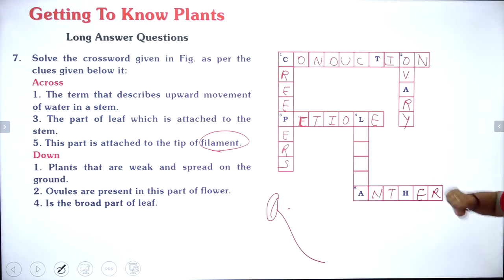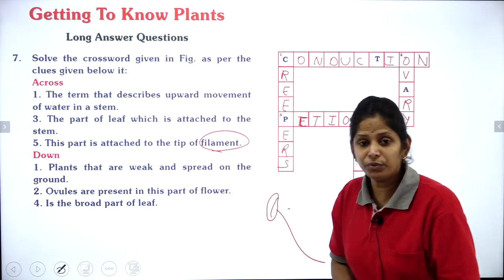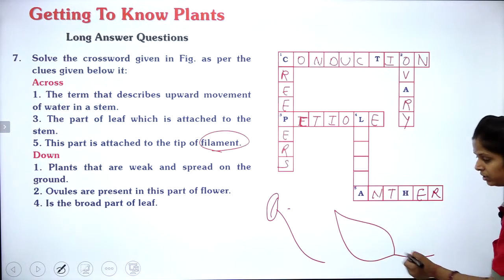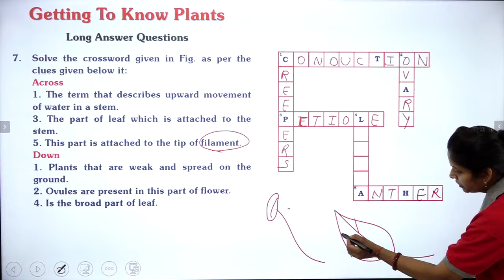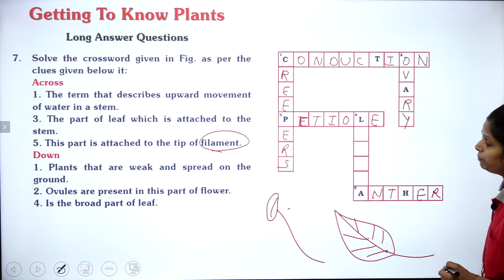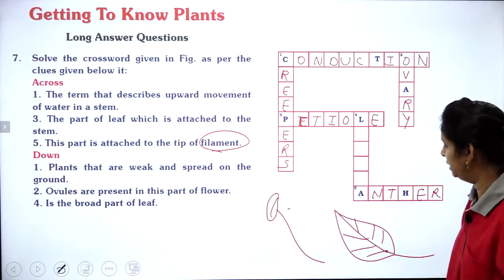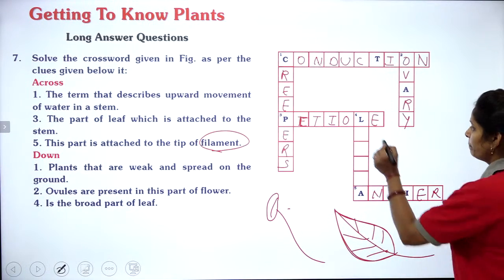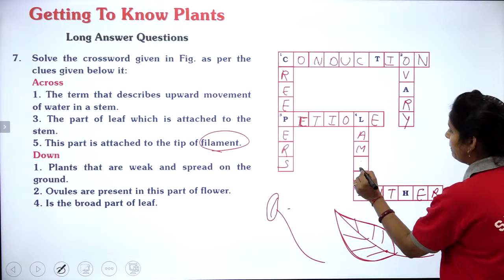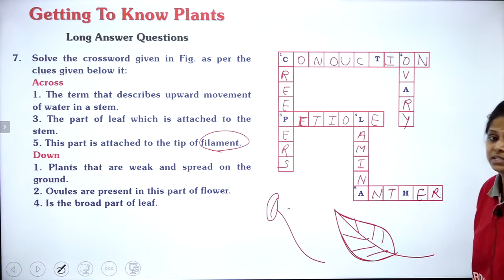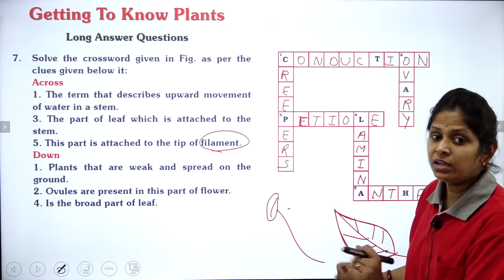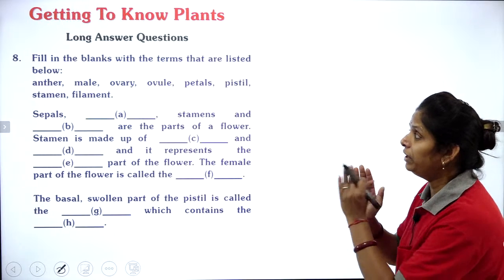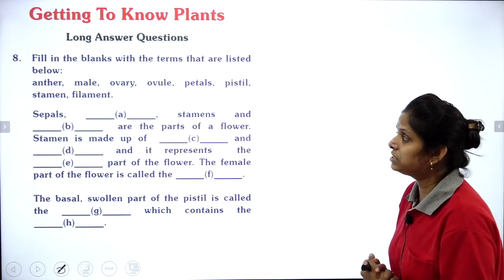Where is fourth point? This one. It started from L. It is the broad part of a leaf. You just see, this is the structure of a leaf. This is petiole and this is midrib, these are veins, and this is the flat part. It is asking about the broad or flat part of the leaf, and this is called lamina, L-A-M-I-N-A, it's lamina, and you can see your puzzle is solved. Now we'll see the next question, question number 8. Fill in the blanks with the terms that are listed below.